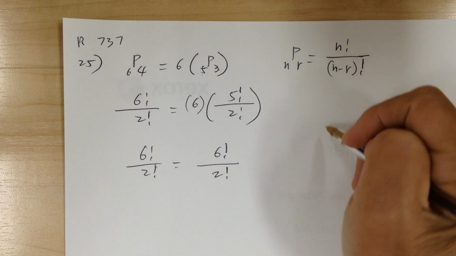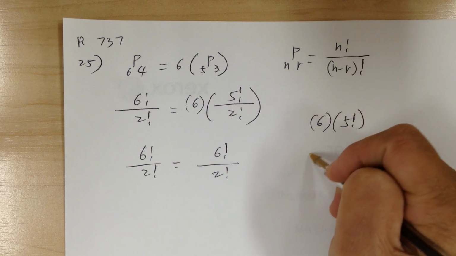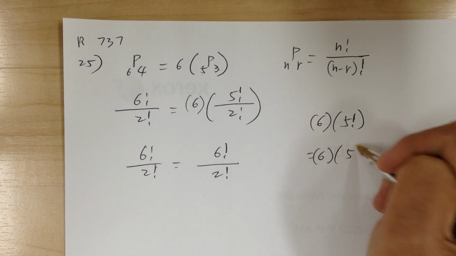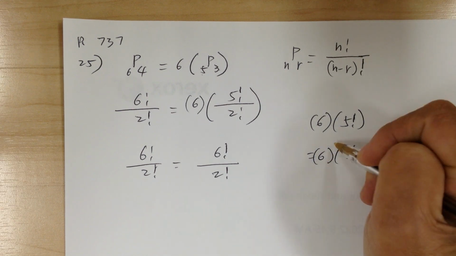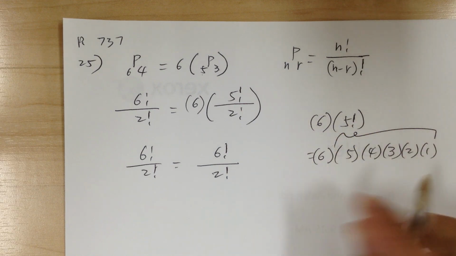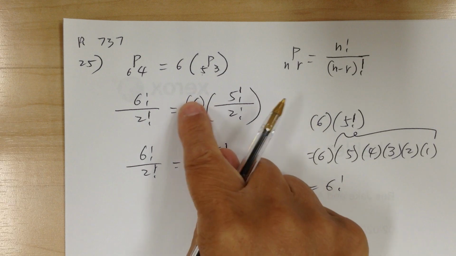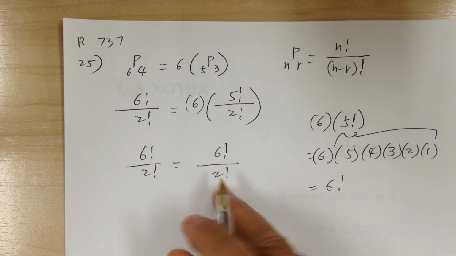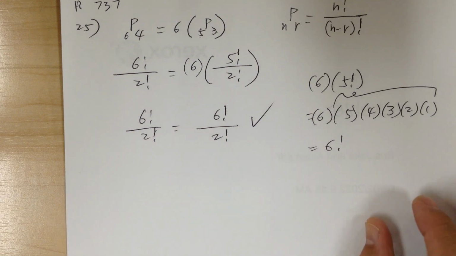Okay, if you don't see that, you go to the side and see 6 times 5 factorial. This is equal to 6 times 5, 4, 3, 2, 1, right? That's what this is. Well, what's this? This is equal to 6 factorial, right? So that's how I get from here to here. And once they are the same, put a check mark. Okay, let's go to the next one.